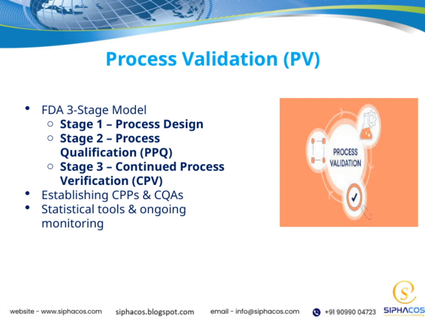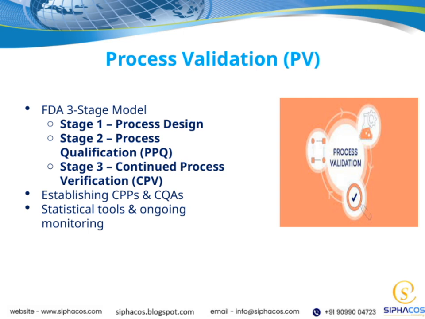variables. Finally, in Stage 3, Continued Process Verification, or CPV, the goal is ongoing monitoring. We use statistical tools to keep an eye on process performance over time and make sure it remains in control. This stage is vital for maintaining product quality throughout the product lifecycle.